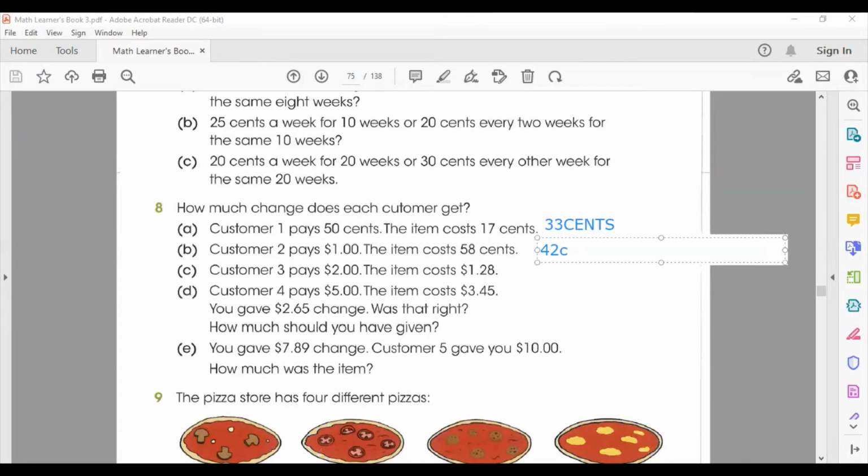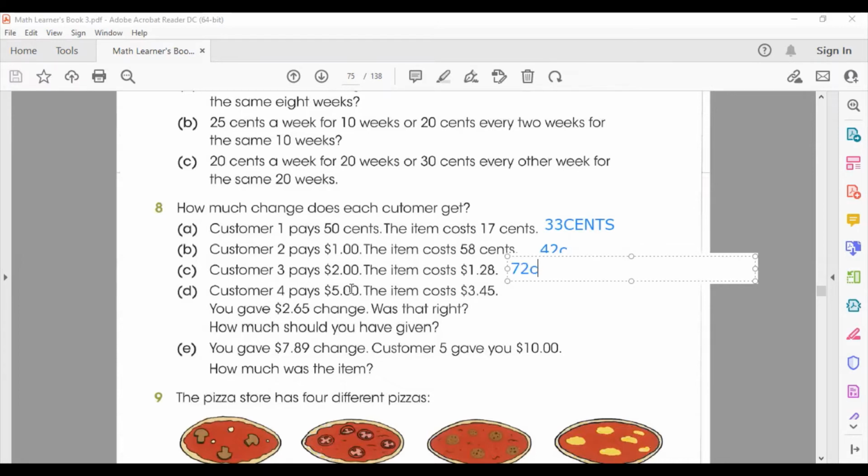Customer 3 pays $2. The item costs $1.28. From $2 we minus $1.28. So it's coming 2 minus 1, it's 0. So it's coming in cent, obviously 72 cents.